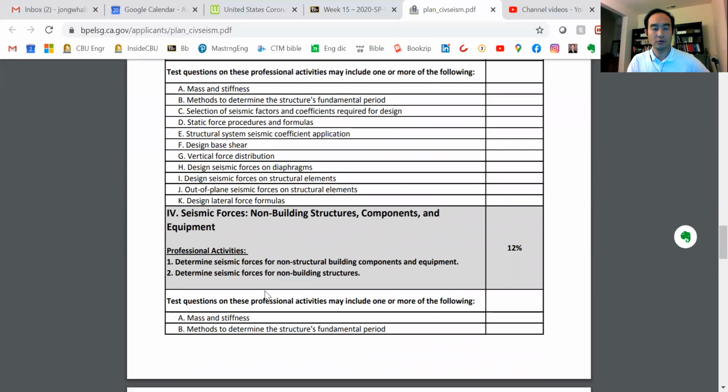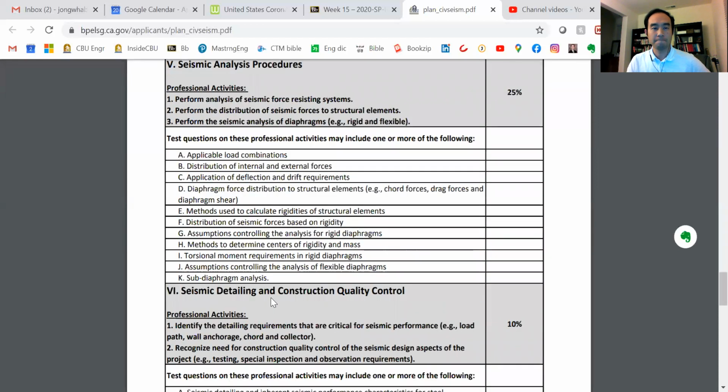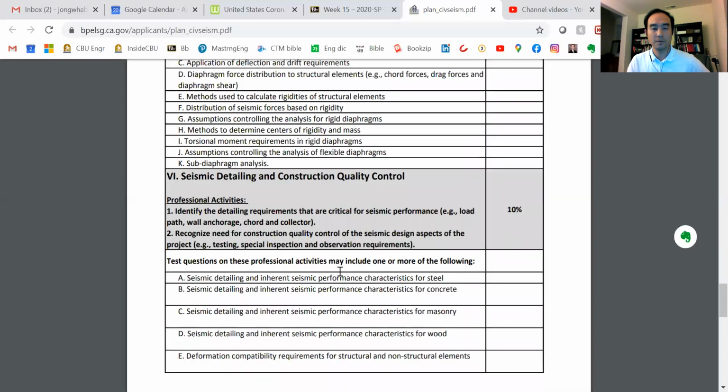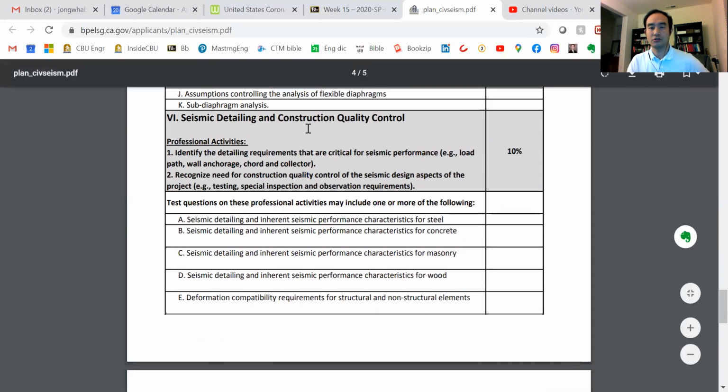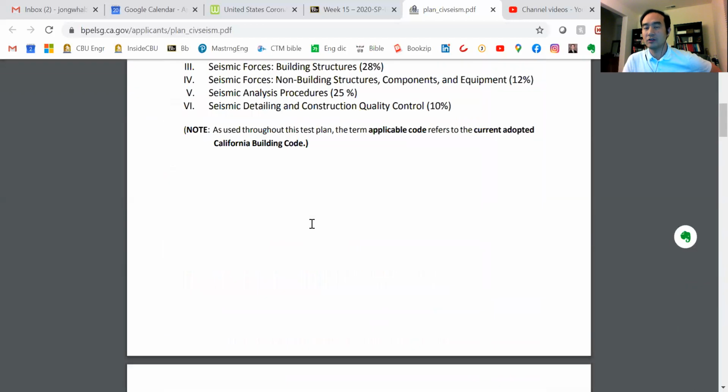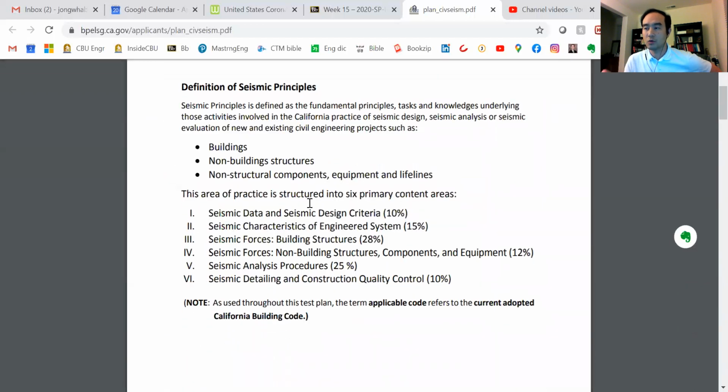Non-building structures, components, and equipment, we didn't touch these things. Seismic analysis procedures, depending on the analysis type and methodology, we have different topics here. And then detailing and construction quality control, we didn't touch this one either. So bottom line, it is not 100% covered throughout this course, but we went through the very important portion of this seismic principles testing.